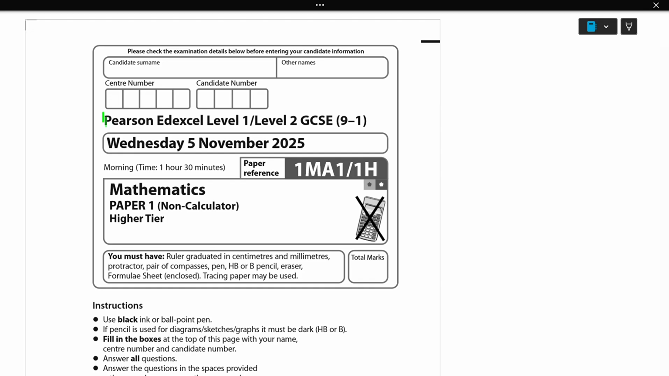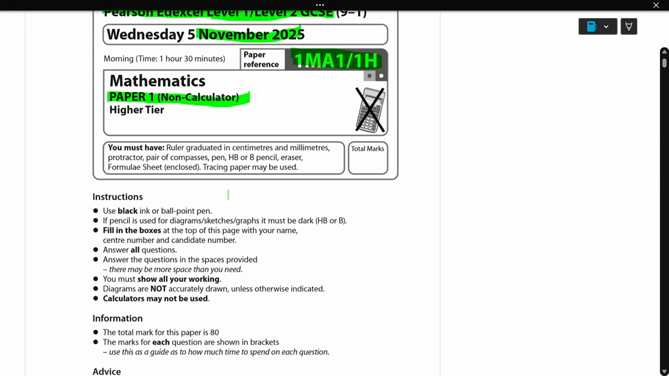Pearson Edexcel Level 1, Level 2, 1MA1, 1H. November 2025, Paper 1, non-calculator paper. Okay, let's go for the first question.